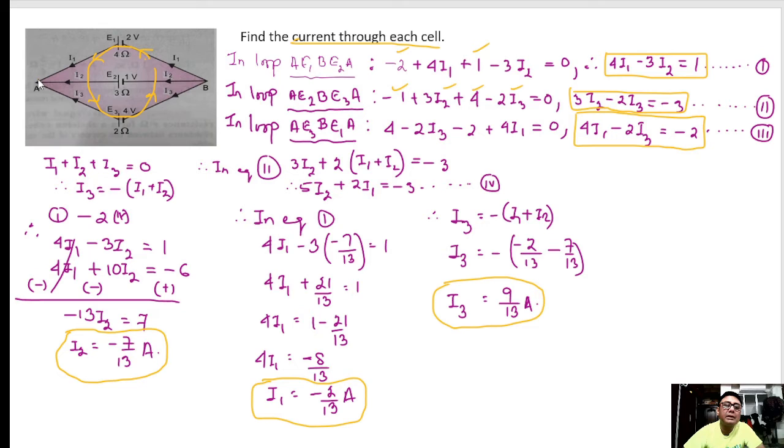Now another thing is that if I apply Kirchhoff's first law at the point A, all the currents are coming into the junction, which is taken as plus. So I1 plus I2 plus I3 equal to 0, right? So from there I3 equal to this. Now we will put the value of I3 in equation number 2, and we get this relation.